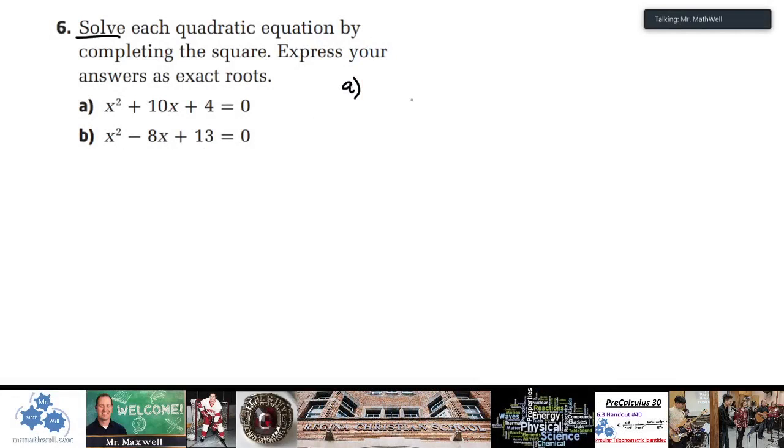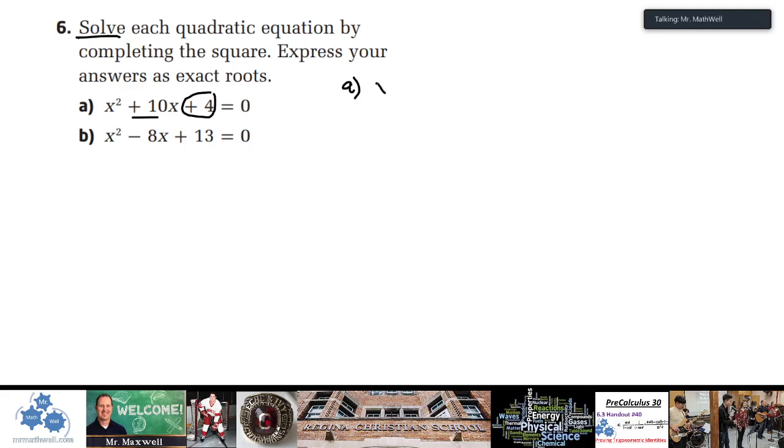So we're going to solve this quadratic equation by completing the square. As I just mentioned here, we can't solve by factoring this because there's no two numbers that multiply to 4 and add to 10, right? We've got 2 and 2, we've got 4 and 1. So none of those combine to 10. So we're going to complete the square and solve.